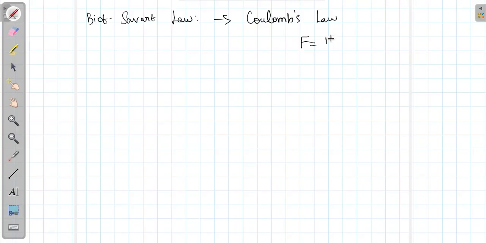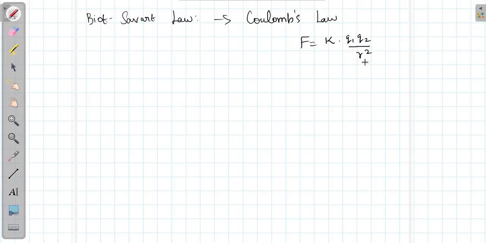So it is the Biot-Savart law. It is similar to Coulomb's law, exactly similar to Coulomb's law. We know Coulomb's law is the force between two charged particles Q1 and Q2 separated by a distance r.